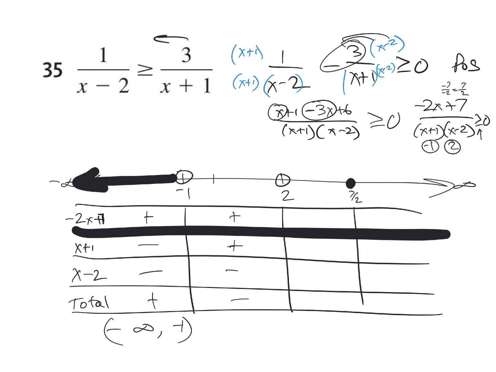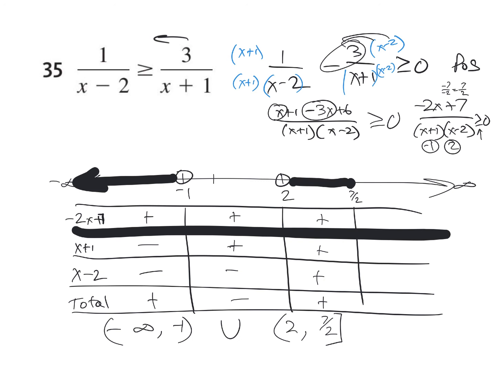From 2 to 7 halves, 2 to 3 1/2, let's plug 3 in. Negative 2 times 3 is negative 6, plus 7 is positive. 3 plus 1 is positive. 3 minus 2 is positive. Okay, so from 2, not including 2, to 7 halves, including 7 halves, that's union. That's going to be shaded, all those values.